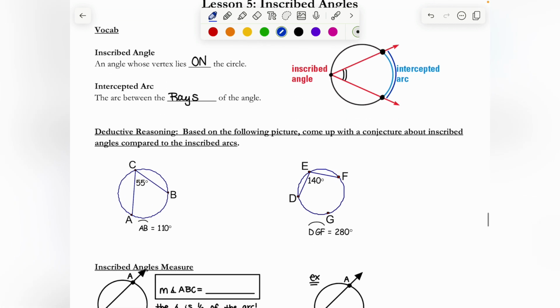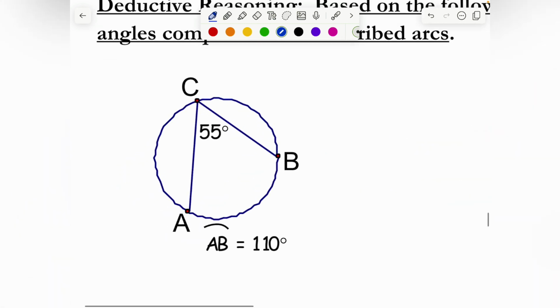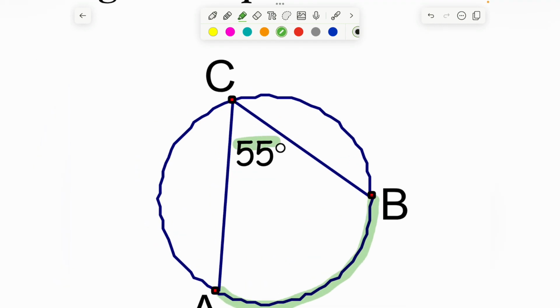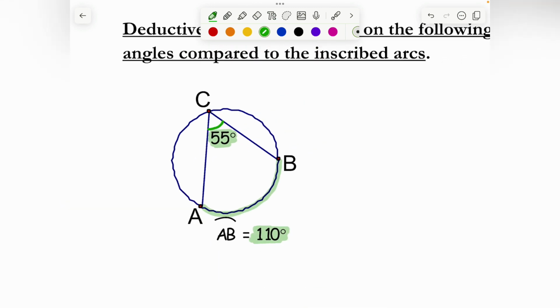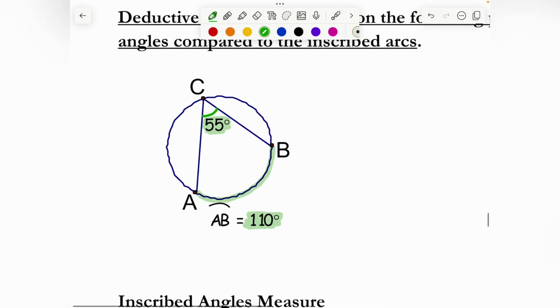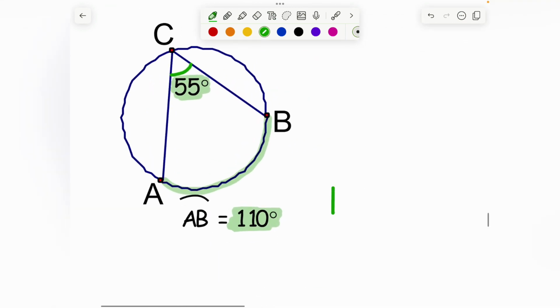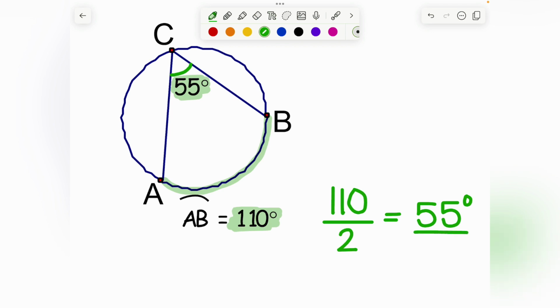Based on the following picture, I think you could easily come up with some sort of conjecture about inscribed angles. Let me help you get there. If you know that this arc, AB, is 110 degrees, and that this angle, angle C, is 55 degrees, what do you think you can conclude? The relationship here is that if I take the arc and divide it by 2, that gives me the measure of the inscribed angle.